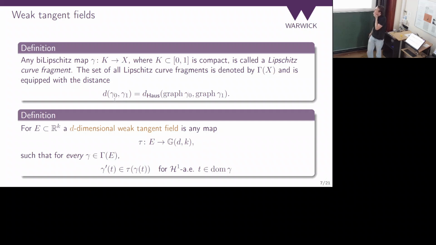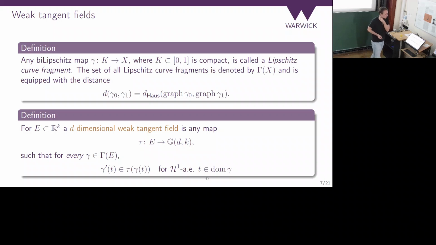Now, what is a d-dimensional weak tangent field? Let's first do it for a subset of a Euclidean space, because it's a bit easier. For a subset E of a Euclidean space, the d-dimensional weak tangent field is any map which to each point of E attaches a d-dimensional subspace of R^k. So this is the Grassmannian. And the condition you need to satisfy is that for every curve fragment gamma through E, if you look at the direction of the curve fragment, it's actually traveling inside this tangent tau, and this must hold for almost every t in the domain of gamma.